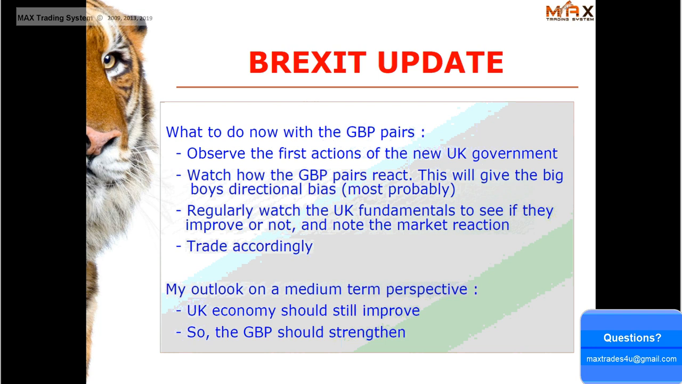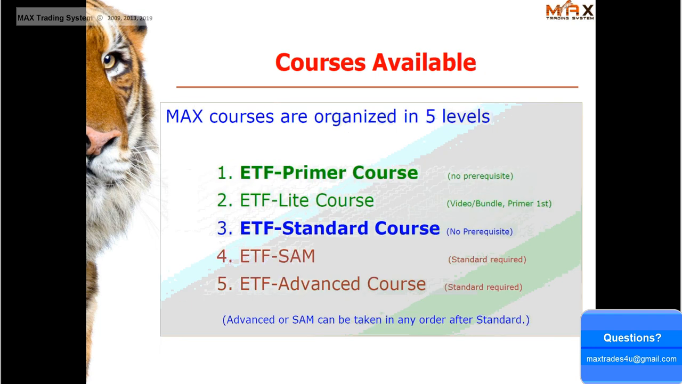Let me now just quickly give you some words about the MAX, and how we can profit from the movement we can see, because if we have some volatility, we will have some movement. We should see some movement, at least in the pound pair, at least in the small or average time frames. With the MAX, we generally offer 5 levels in terms of courses, and the 2 courses we regularly offer to people who are interested to learn how to trade are the Max ETF Primer course and the Max ETF Standard course.